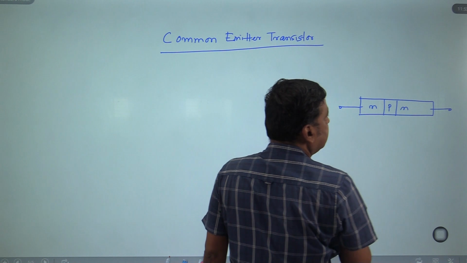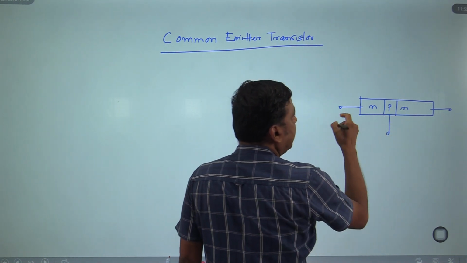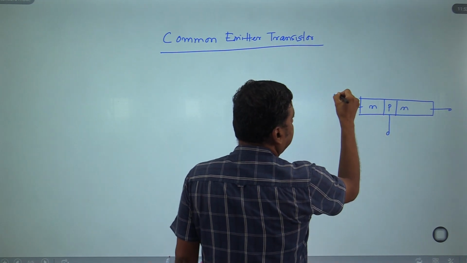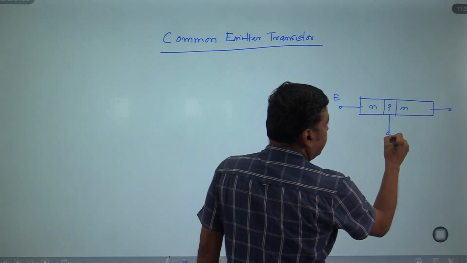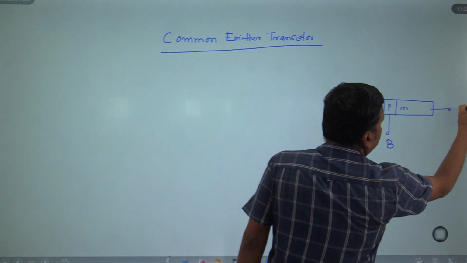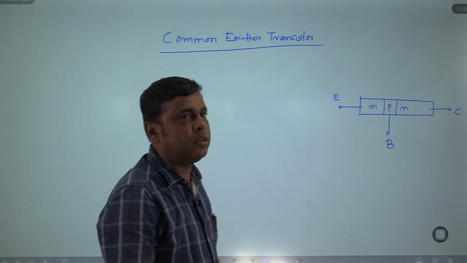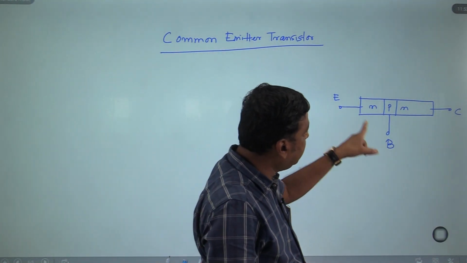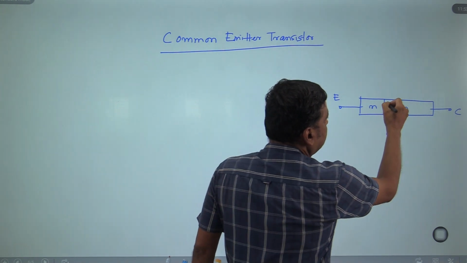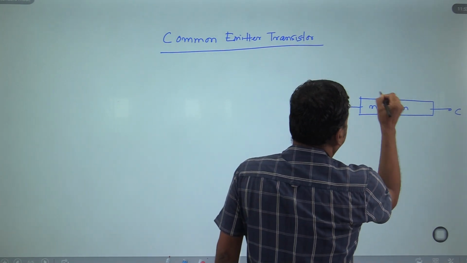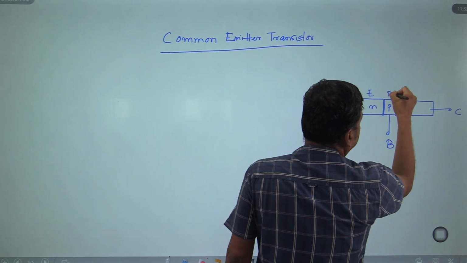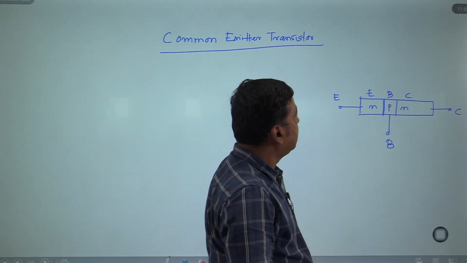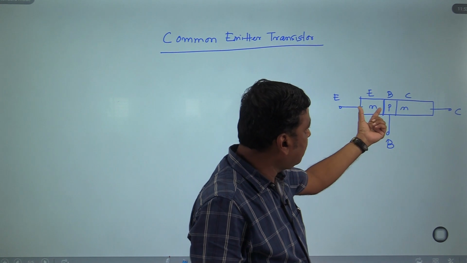In a transistor, there are 3 terminals. One terminal is the emitter terminal, which can be denoted as E. Another terminal is the base terminal, that is B, and another terminal is the collector terminal, that is C. So, it is a 3 terminal, 2 junction device. We can say that this is your emitter, this is your base and this is your collector.